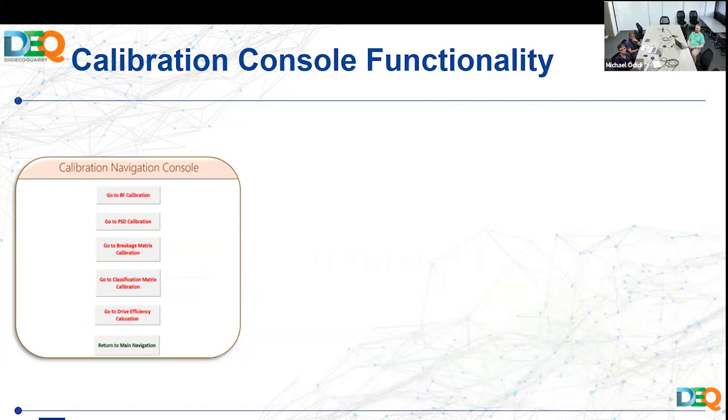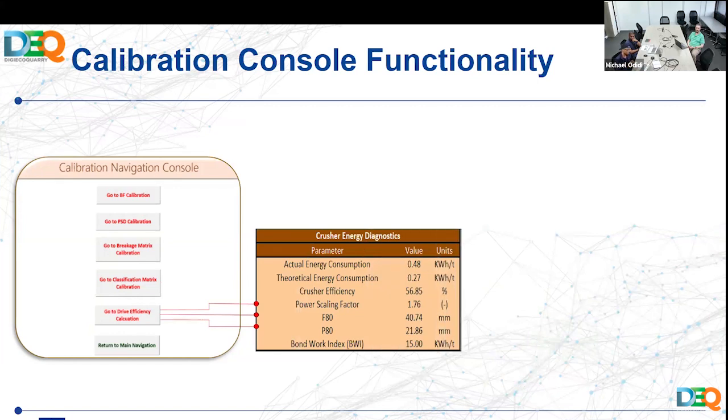We also have the option of looking at the crusher energy diagnostics. So looking at the amount of energy being consumed, the theoretical energy consumption, the actual energy consumption, the crusher efficiency, the power scaling factor, your F80 and P80, which is the size at which 80% of your feed material passes or 80% of your product material passes. And then the Bond work index is what was obtained in the laboratory, as you heard from my colleague, Dr. Sandile. The overall aim of the calibration console is to calibrate the models in order to make them as representative as possible of what's going on in the actual plant.